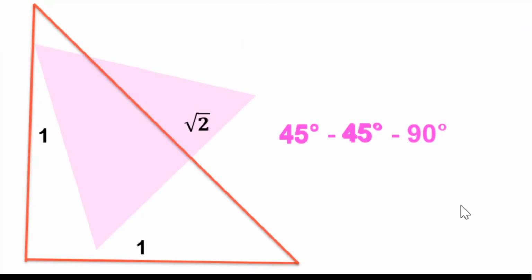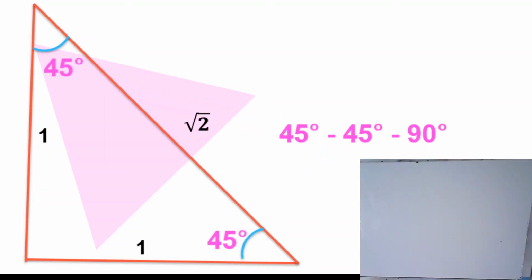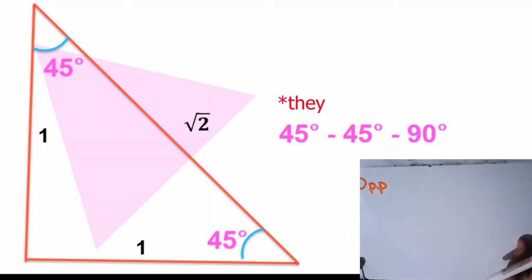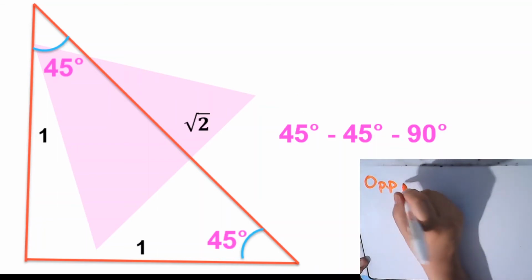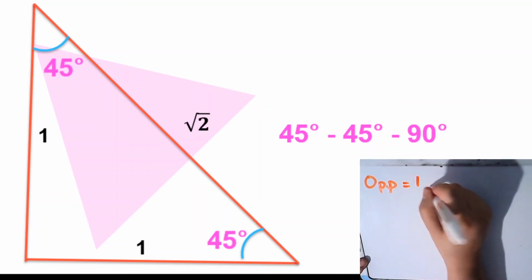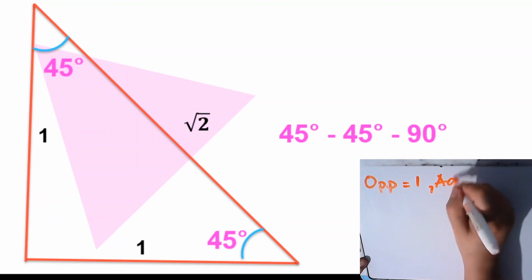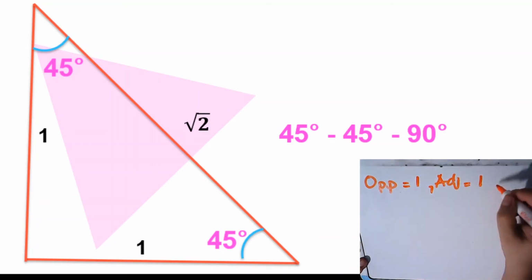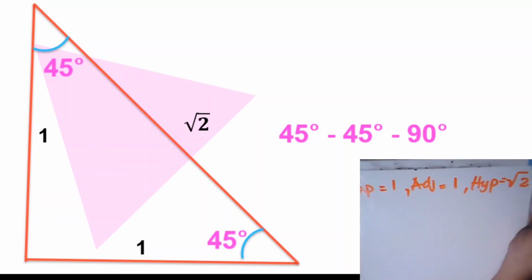Now, let us get the trigonometric ratios of a 45, 45, 90 right triangle. So, the base angles are both 45 degrees. We can use either of the acute angles because it is both 45 degrees and the measurements are the same. When we get the opposite side of the 45 degrees, the measure is 1. The adjacent side is also 1, and the hypotenuse is square root of 2.